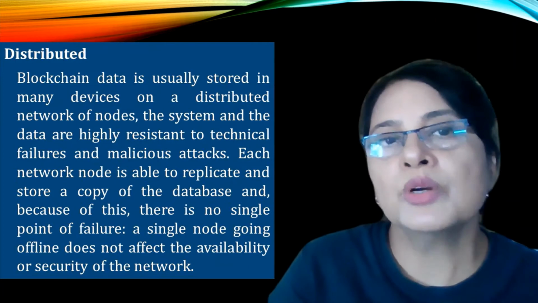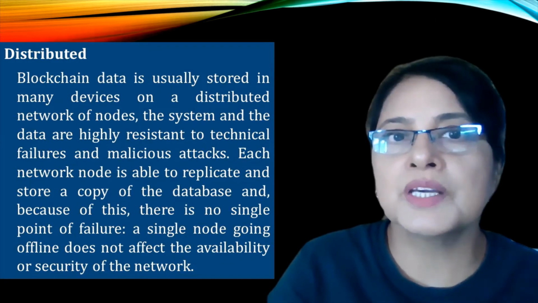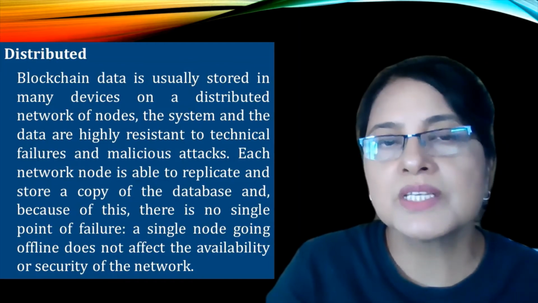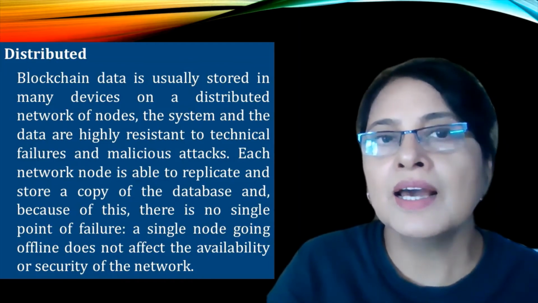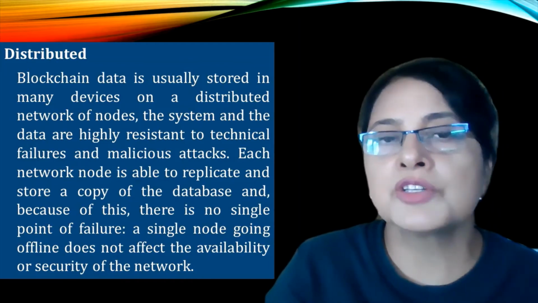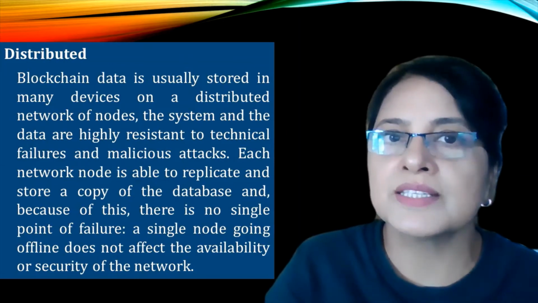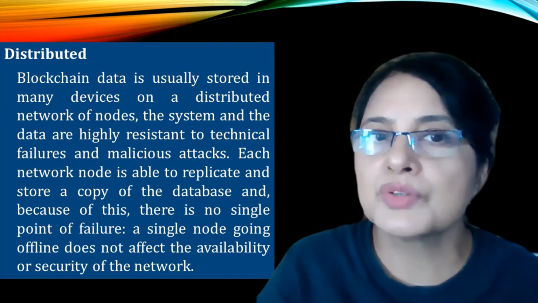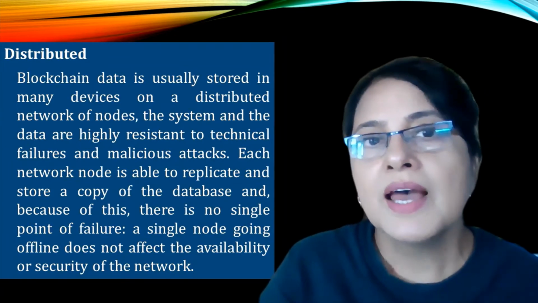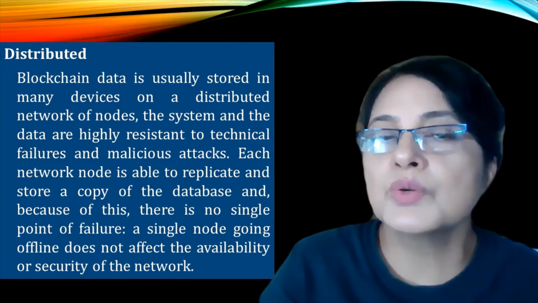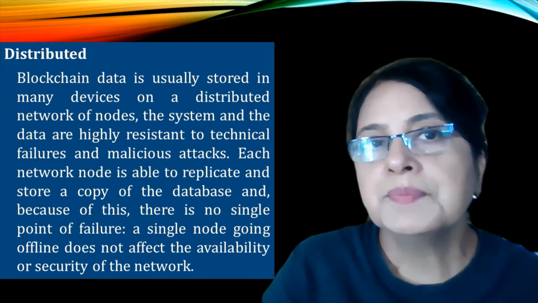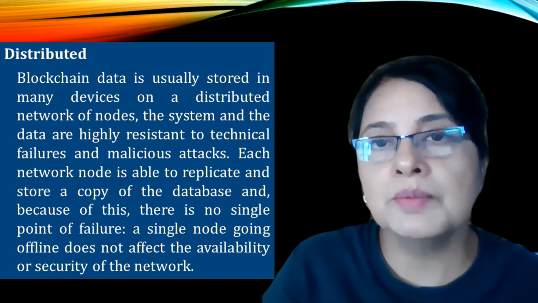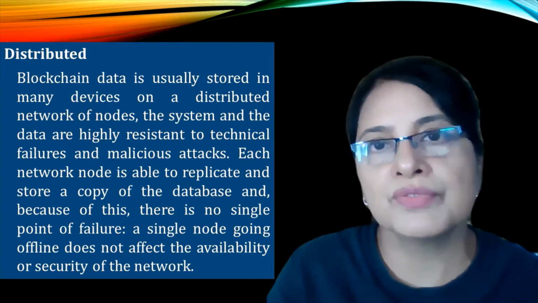It means that the blockchain data is usually stored in many devices on a distributed network of nodes. The system and the data are highly resistant to technological failures and malicious attacks. Each network node is able to replicate and store a copy of the database, and because of this, there is no single point of failure. A single node going offline does not affect the availability or security of the network.